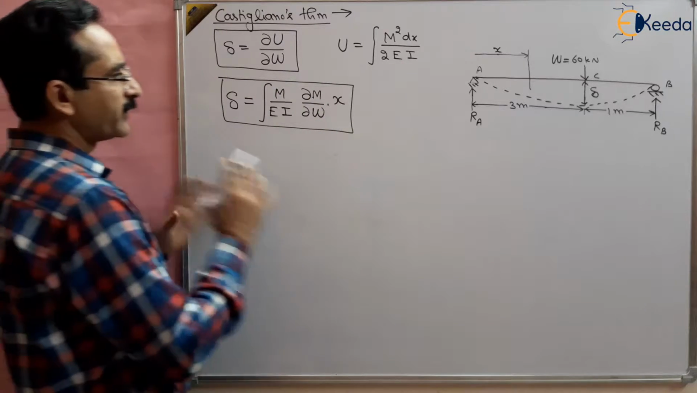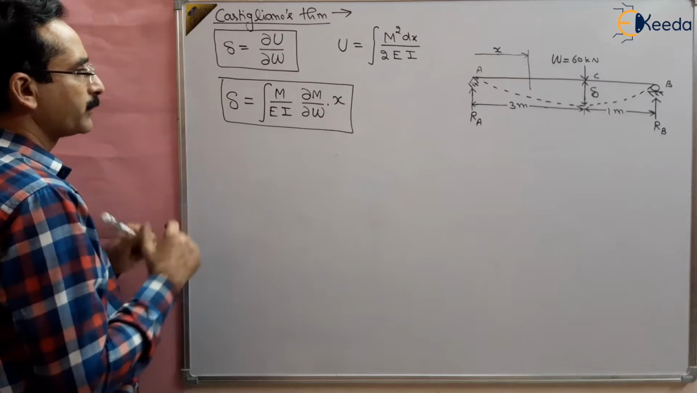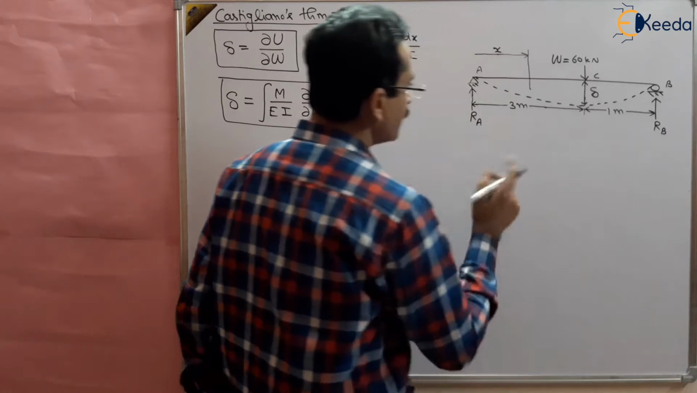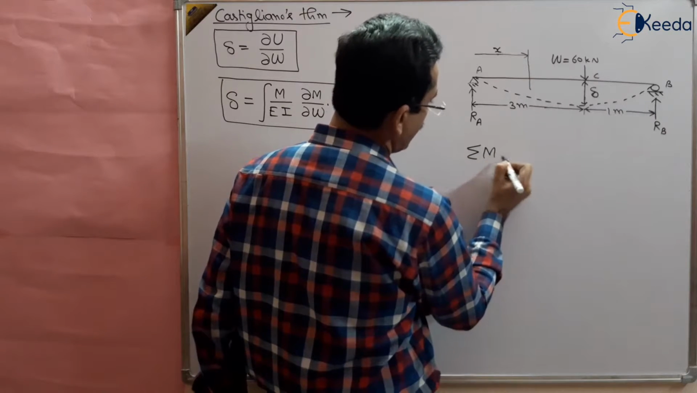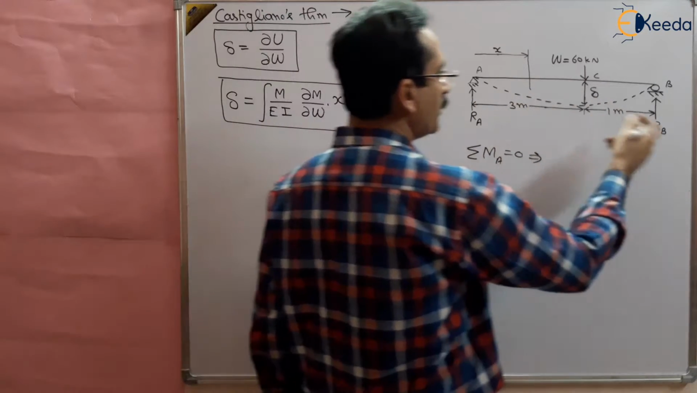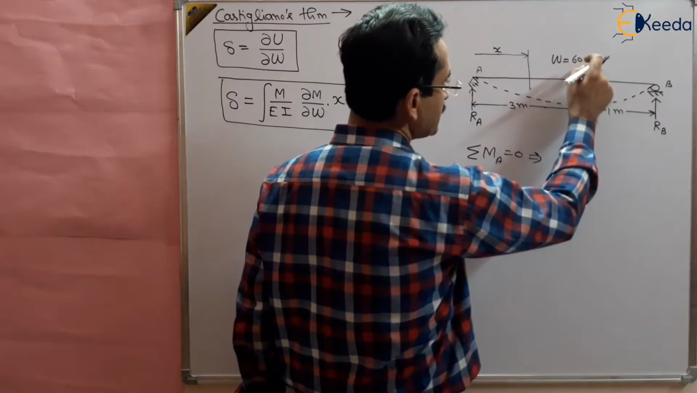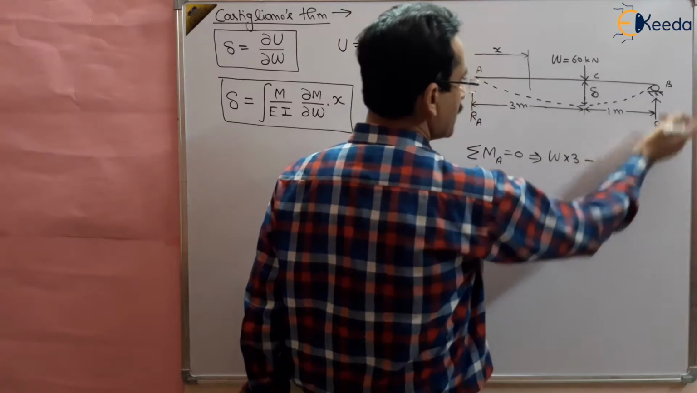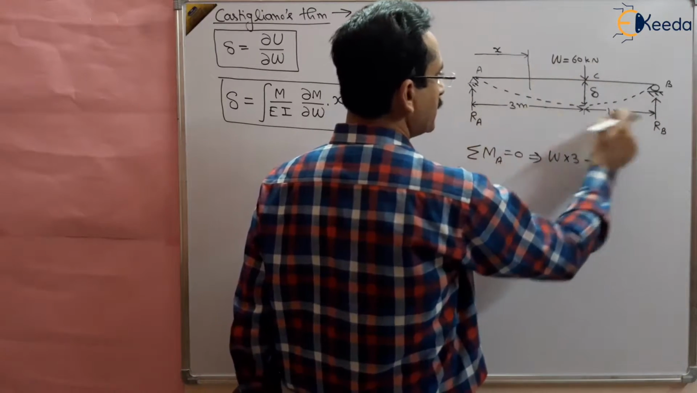Now before we proceed further, first find out the reactions RA and RB. How to find out RA and RB? We can apply that the sum of moments about any point, say A, should be equal to 0. So the sum of all the moments about A is equal to 0. The moment of RA is 0. The moment of this 60 kilonewton load, which is W, multiplied by the length 3 meter, minus RB multiplied by the length 4 meters.